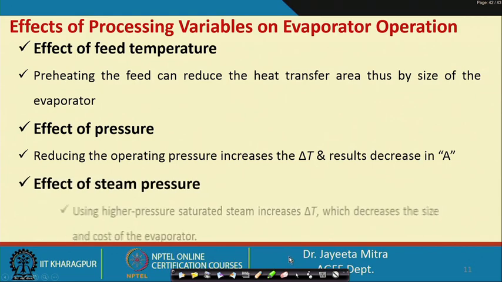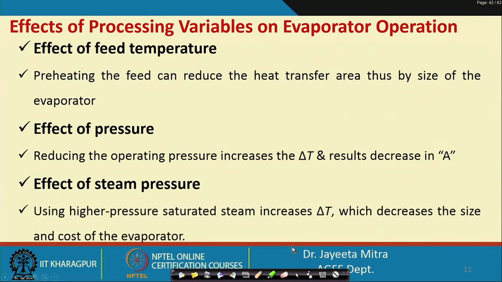Then, effect of steam pressure. Using higher pressure saturated steam increases the delta T, which decreases the size and cost of the evaporator. Definitely, because if delta T increases by increasing the pressure of the saturated steam, then we are getting a higher heat transfer with a lower surface area. Thereby we can design a smaller evaporator for the same heat transfer rate, and the cost will be reduced.